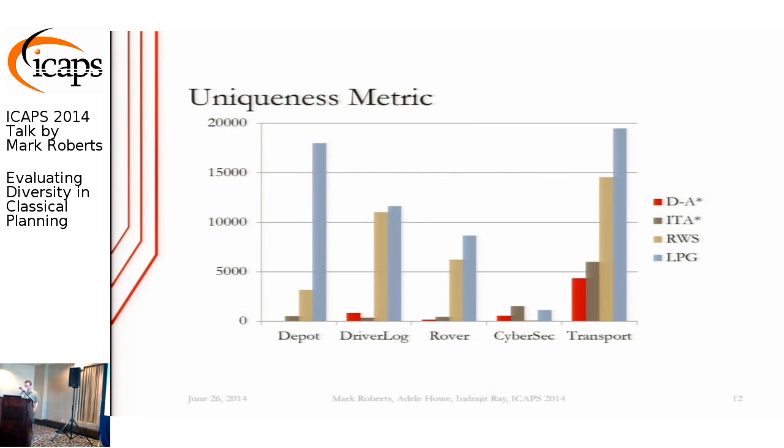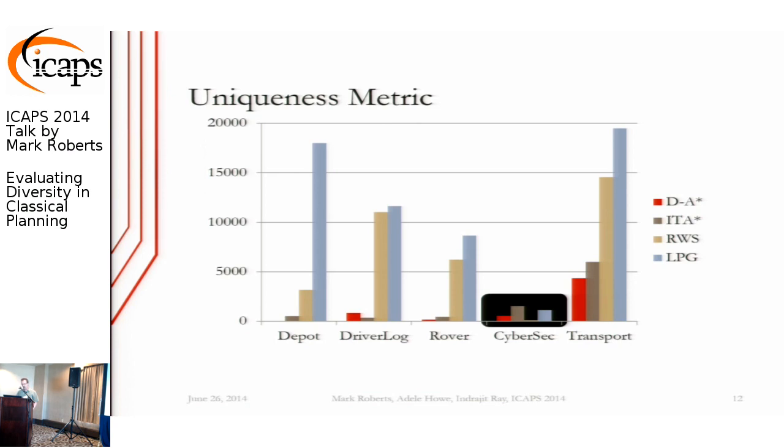This is the set of uniqueness metric results across those 5 domains. One thing that I really want you to notice, first off, is that LPG is producing the most diverse plans. In some ways, Dan's talk explains this already. We know that it's generating a lot of these spurious action sequences, so you would also expect random walk search to have a similar kind of babbling approach. The other thing that I want you to notice is that for this cybersecurity domain, actually the ITA star, which is this taboo list, really works well at producing unique solutions.